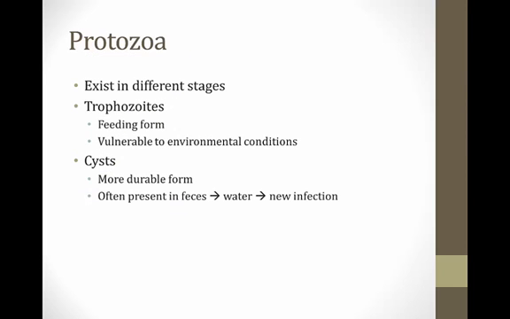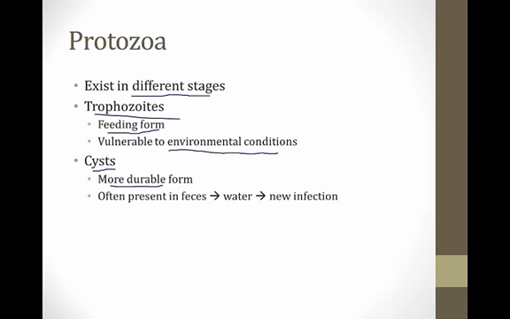Protozoa have complex life cycles, and you don't need to know the entire life cycle of all the protozoas that cause human infections. But you do need to know that protozoa exist in different stages, and the two most important stages are the trophozoite stage and the cyst stage. So trophozoites are the feeding form of protozoa, and this is usually the form that develops inside the body. This form is vulnerable to environmental conditions, and you're usually not going to find it out in nature.